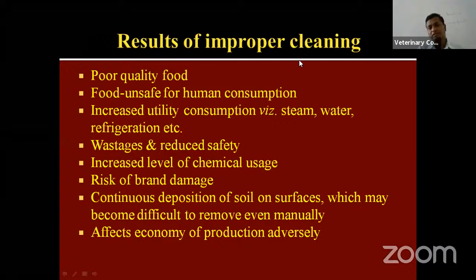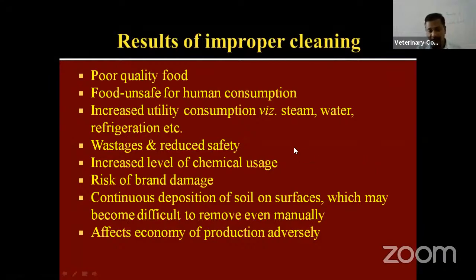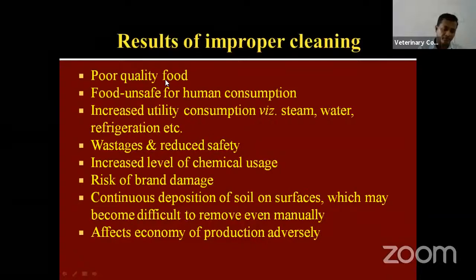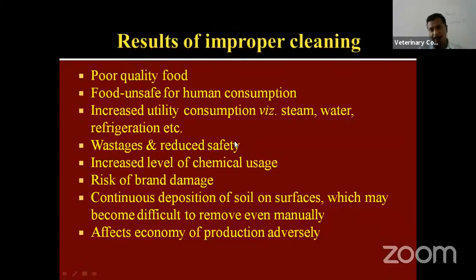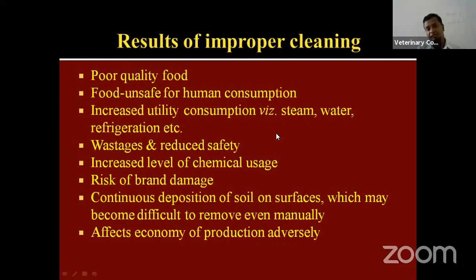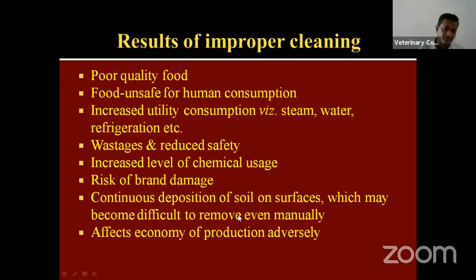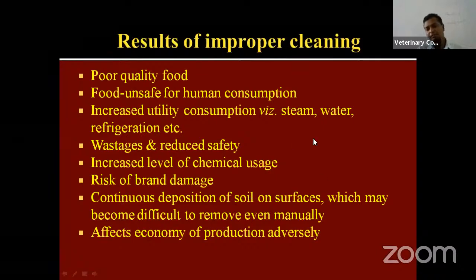And as we discussed earlier, the results of improper cleaning are the build-up of microorganisms, loss of shelf life, and a lot of consumption of other components such as energy, detergent, and sanitizer. So ultimately what will happen? The product's name gets spoiled in the market.